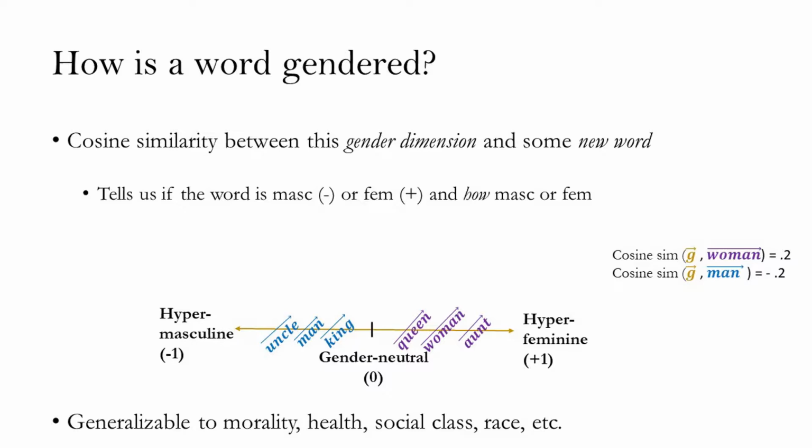And we can generalize this method to all kinds of things. We can generalize it to morality, social class. There's limits to how far we can generalize that, and I'm happy to talk about that as well, because that's something I'm really curious about.